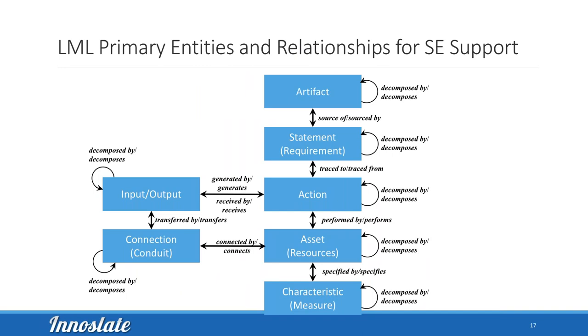So some of the specific relationships, this is kind of the primary chain. So it goes from artifact to statement to, which of course requirements can be a subpart of that, to actions, to assets, to characteristics, that linkage, and then you see the input-output and connector, kind of the conduit information. So again, this is a good way to kind of see the basic relationships as you're getting into it.